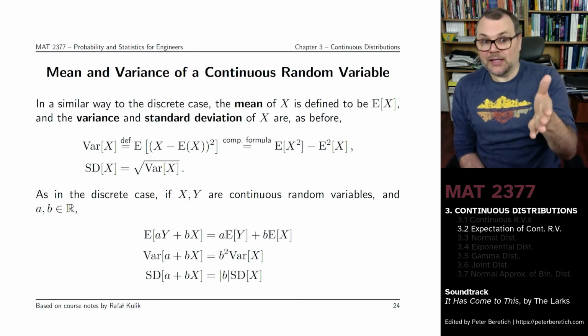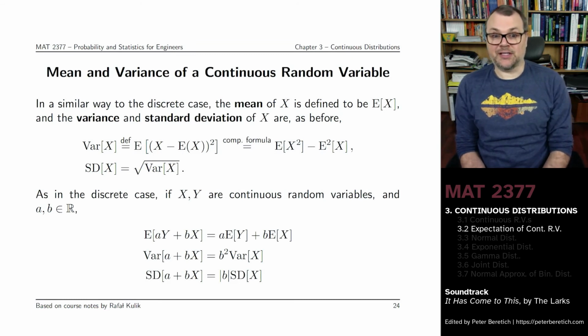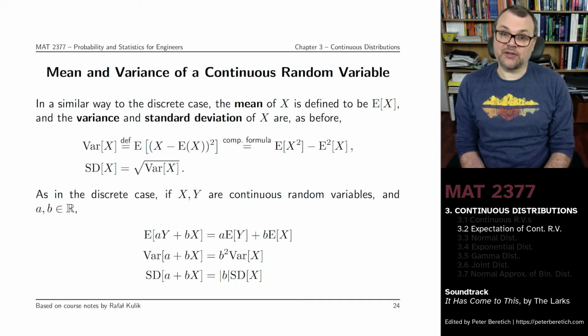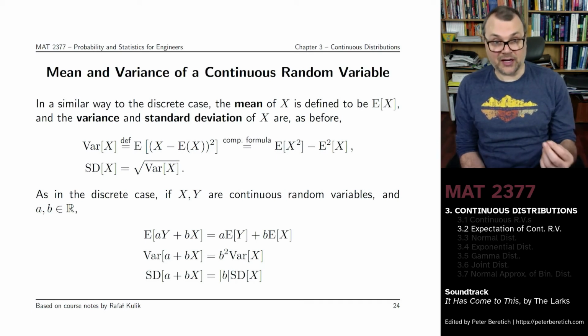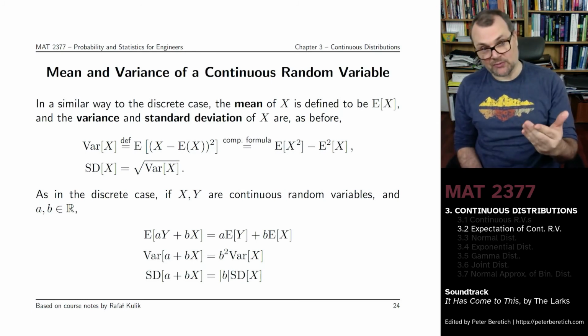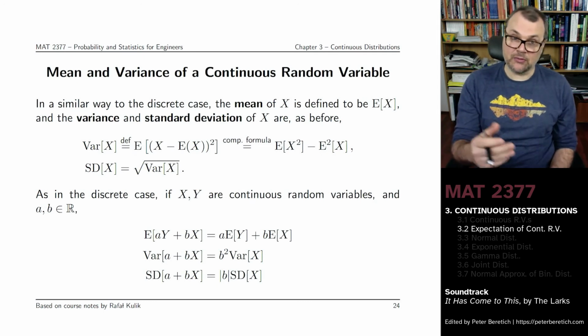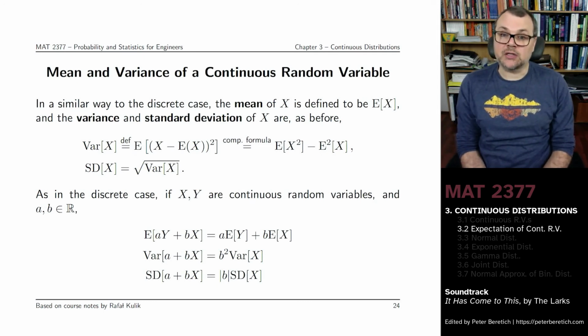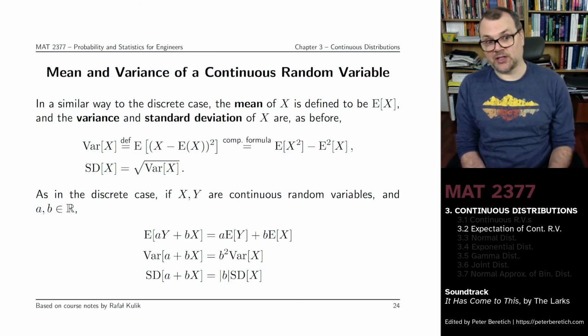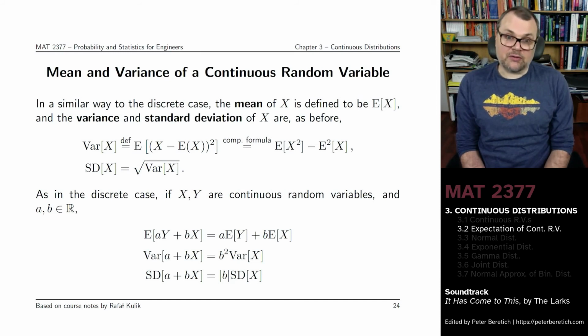Well, let's make the link explicit here. The mean and the variance of a continuous random variable. We'll define the mean as the expectation, as before, and the variance and the standard deviation are, again, as defined, the expectation of the square of the differences between the random variable and its expected value, which you can compute more easily using the formula, the expectation of x squared minus the square of the expectation, and the standard deviation of the random variable is again the square root of the variance.